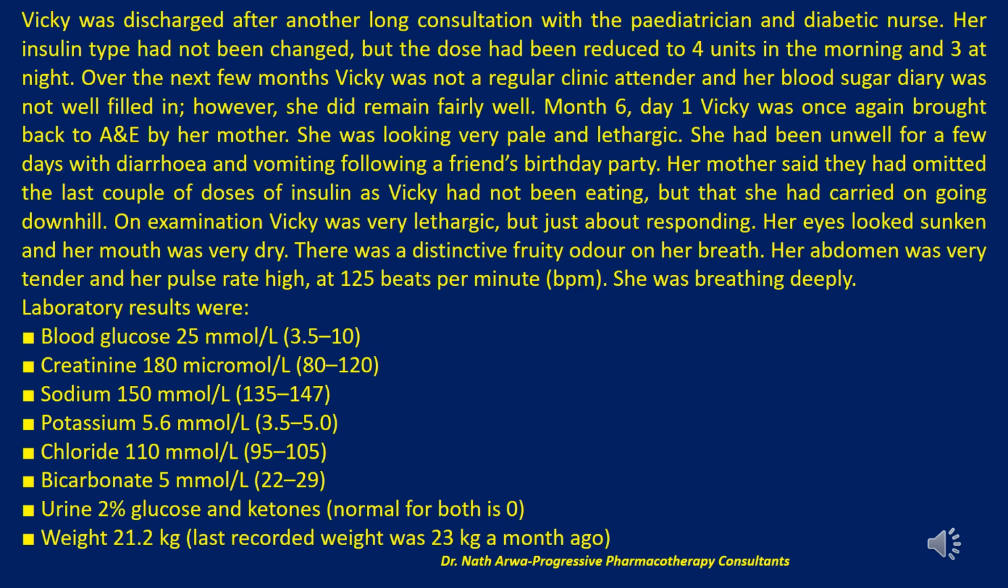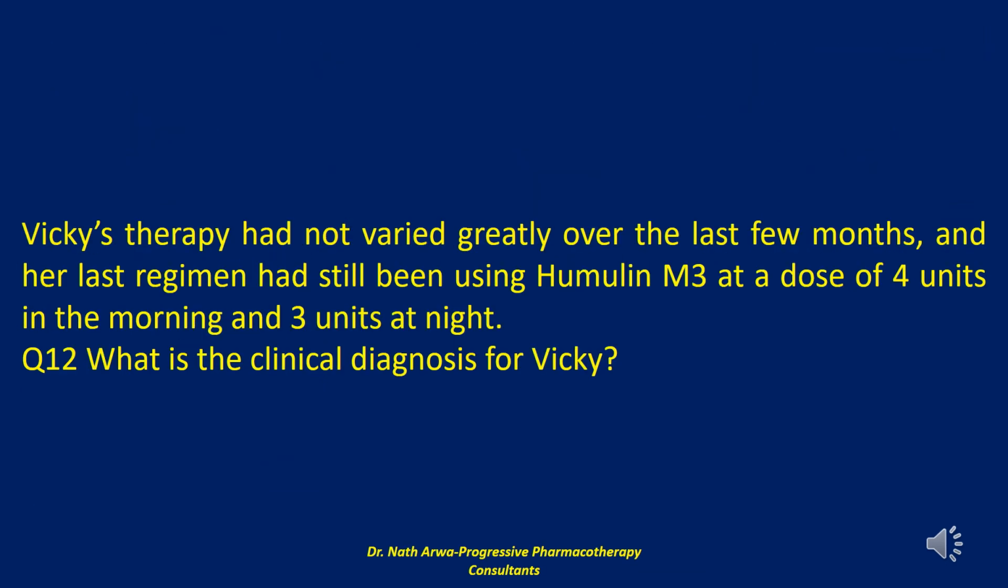Chloride 110 millimoles per liter. The reference range is 95 to 105 millimoles per liter. Bicarbonate 5 millimoles per liter. The reference range is 22 to 29 millimoles per liter. Urine 2% glucose and ketones, the normal value for both is 0. Weight 21.2 kilograms, last recorded weight was 23 kilograms a month ago. Vicky's therapy had not varied greatly over the last few months, and her last regimen had still been using Humulin M3 at a dose of 4 units in the morning and 3 units at night. Question 12 reads, what is the clinical diagnosis for Vicky?